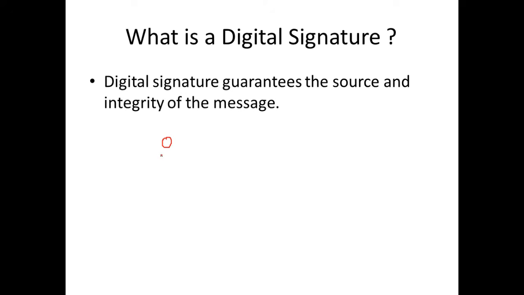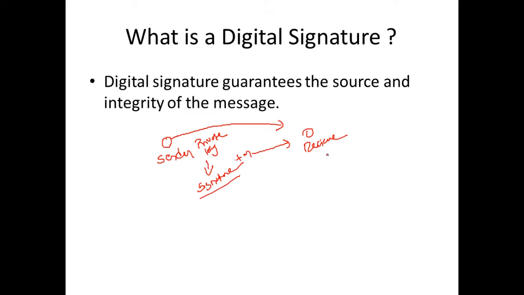For instance, let's consider a sender and a receiver. The sender sends a message to the receiver, and before sending the message, he uses a private key to create a digital signature. A signature is created using this private key, and then this signature along with the message gets sent to the receiver. The receiver uses the public key of the sender, and then is able to verify whether the signature is valid.